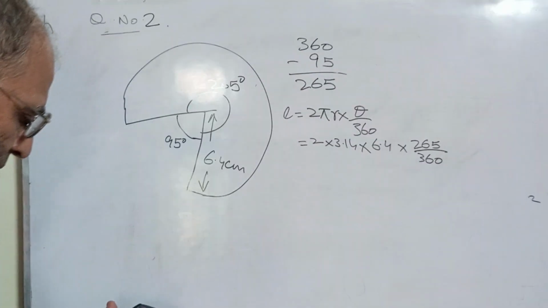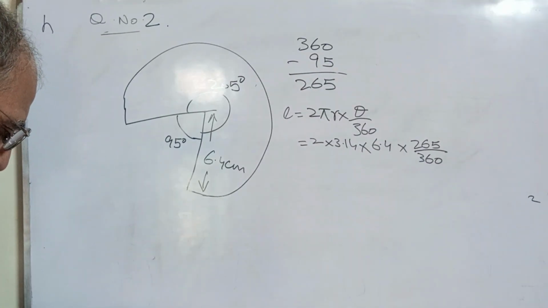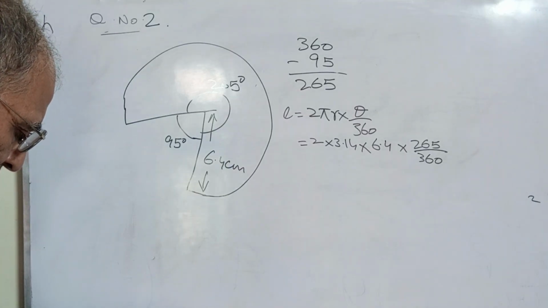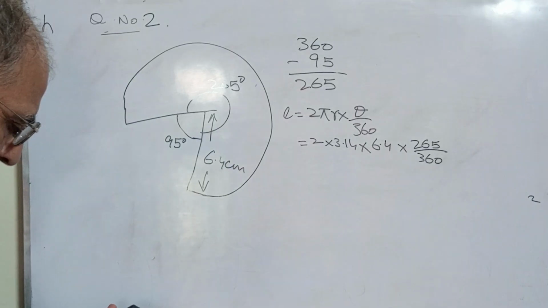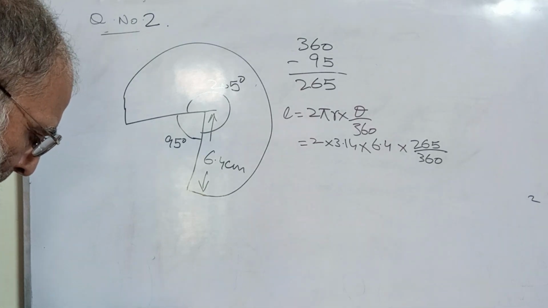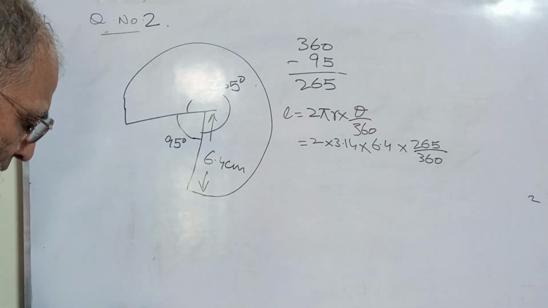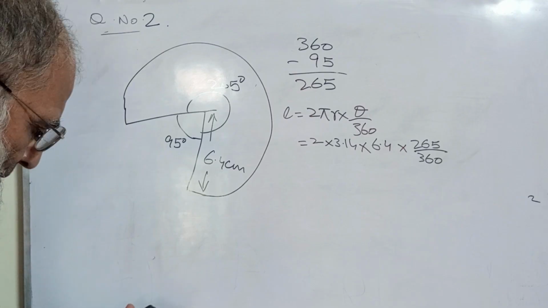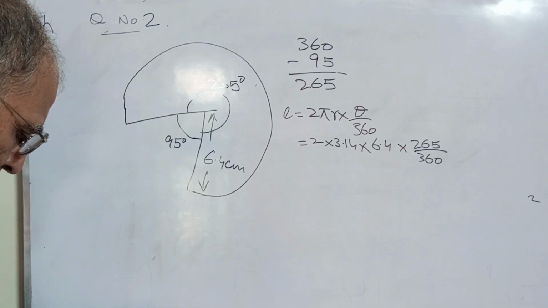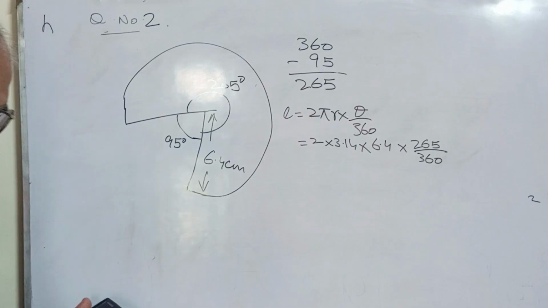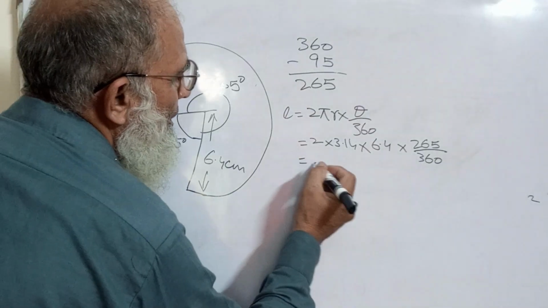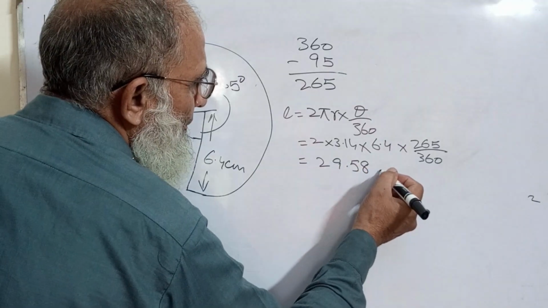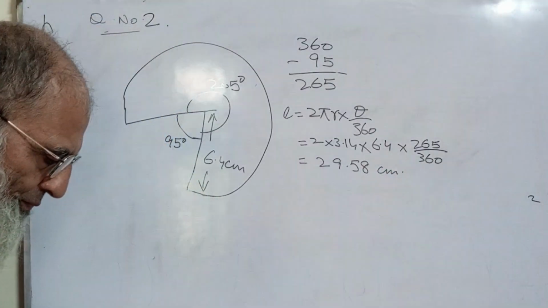And the answer will be 6.28 multiplied by 6.4 multiplied by 265 divided by 360. That is equal to 29.58, or 29.6 centimeters. Okay.